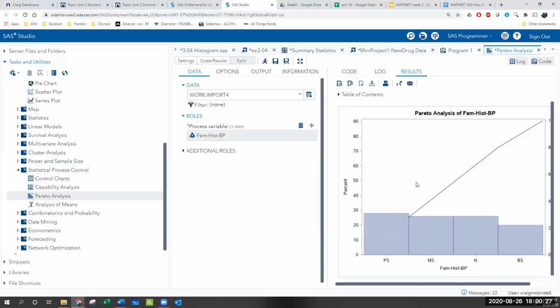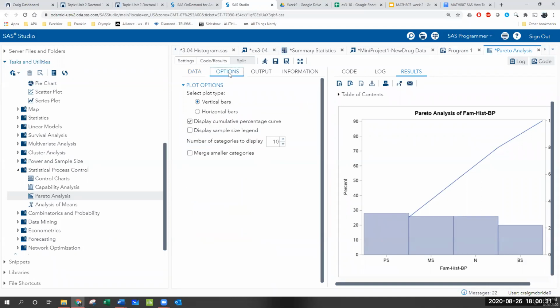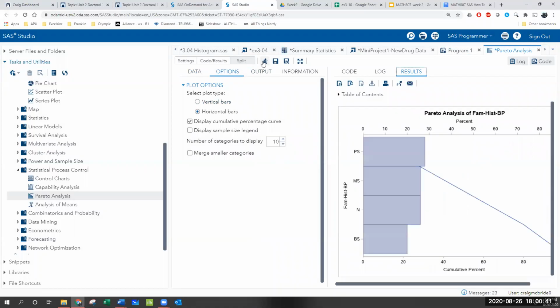But I think you can get that through some of the options. You can even make them horizontal here. That's awesome. Hit the horizontal. There you go. Yep. So, yeah. Okay, cool.